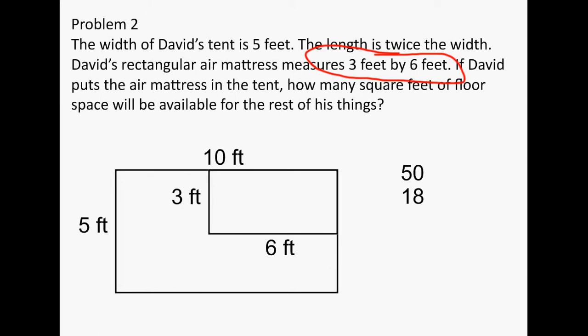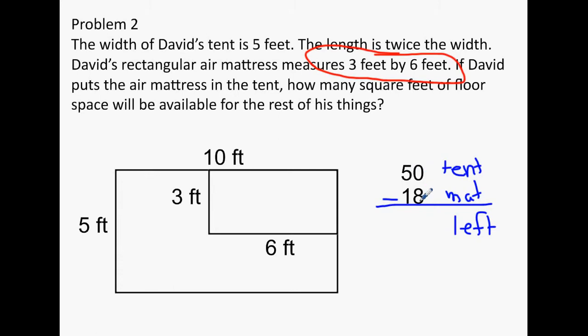Do you all remember what happens when we have to figure out the other part? Well, if you remember, we have to subtract. That's right. So here was the tent, the whole tent. Here was the mattress. And what's left is when we subtract. So good job if you remembered how to do that.